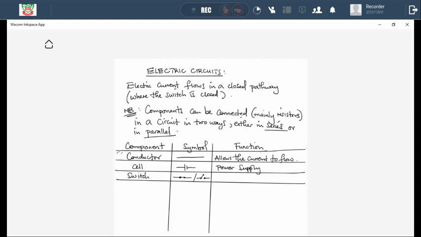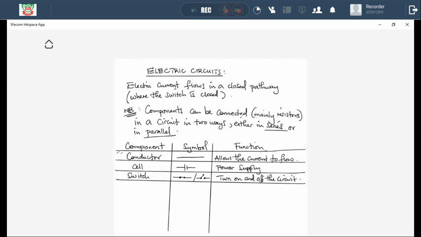So the function of the switch is to turn the circuit on and off, right? It is responsible for turning the circuit on and off so that current can flow or current can stop flowing.